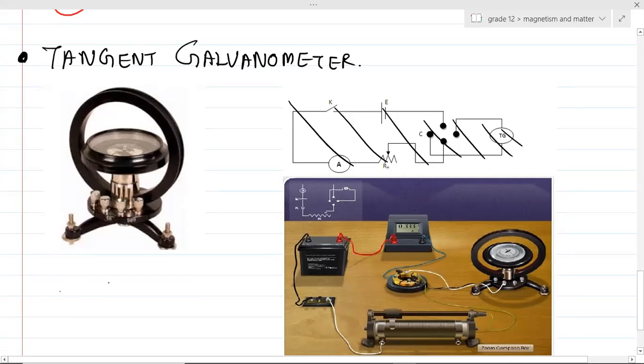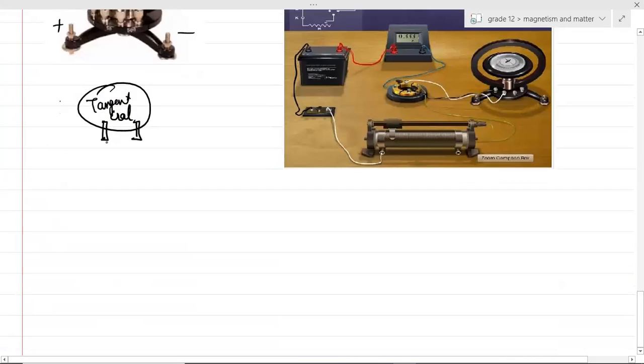So suppose this is a tangent galvanometer, and these are the two plus and minus terminals. This is plus, this is minus. That's it, right? And I'll connect this tangent galvanometer to a rheostat. Everyone knows the circuit diagram for a rheostat. So this is a rheostat. Then there is a battery.